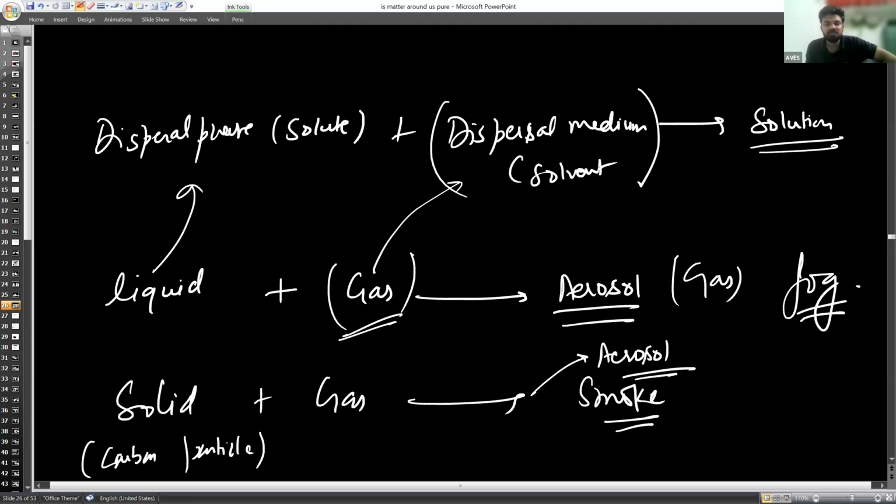Okay, and smoke is dry, while fog is wet because it has liquid water particles, and smoke has solid carbon particles present in the gas or air. We call it aerosol. Same for the emulsion. Liquid and liquid when mixed together form an emulsion.